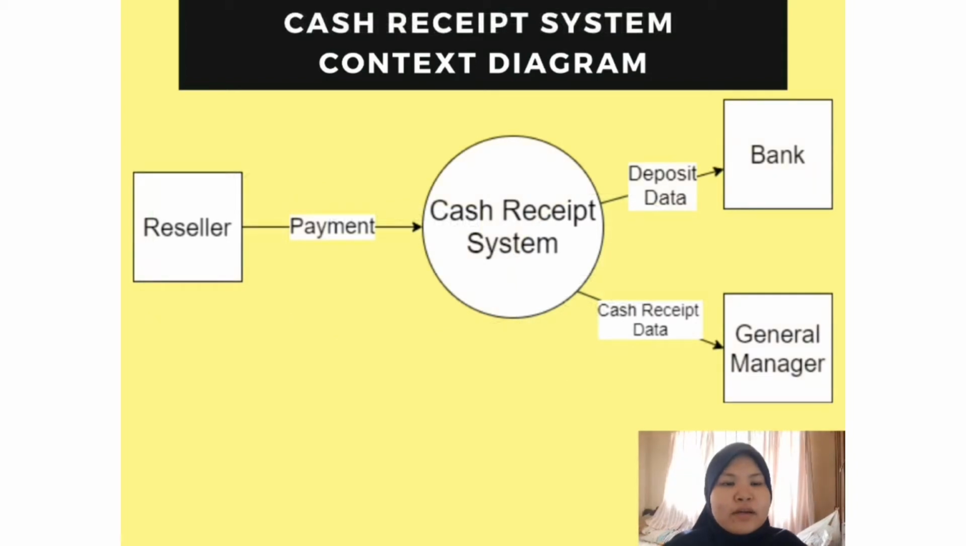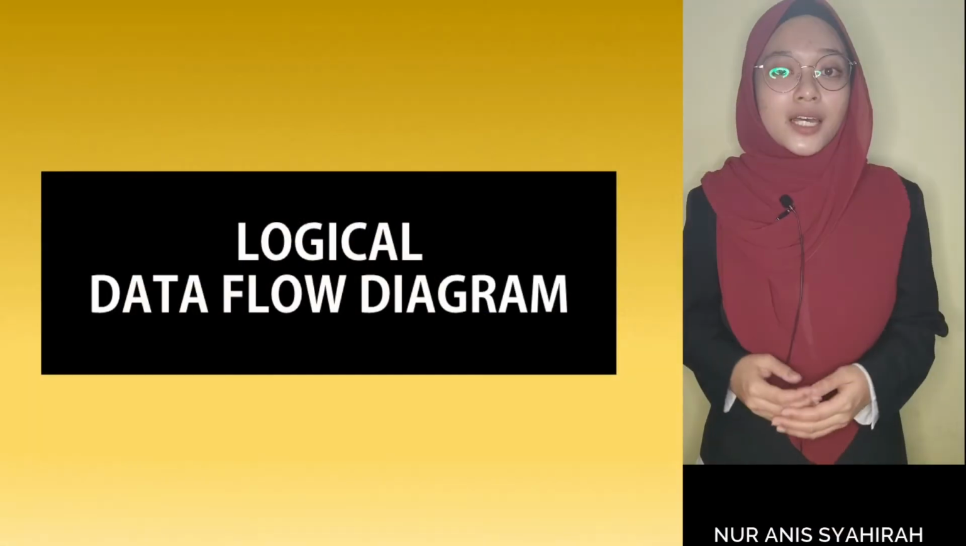Next is the context diagram for the cash receipt system. We spot there are three external entities, which are the reseller, bank and also general manager. The reseller is going to make the payment to the cash receipt system, which will process it and produce deposit data and send it to the bank, and also send cash receipt data to the general manager.